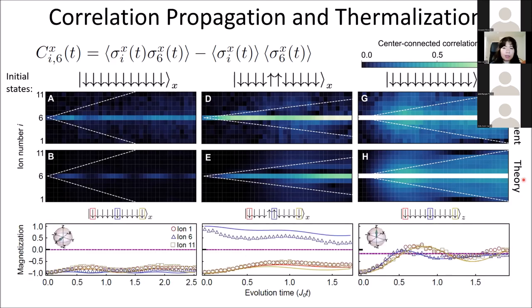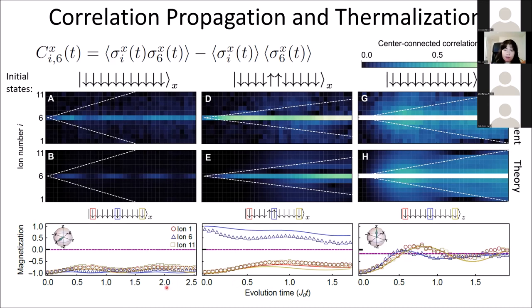Next, we look at the effect of the confinement on thermalization. In order to look at this, we plot individual spin magnetization along their initialization axis. So these two will be in the x direction, and this will be measured along the z direction. You can see there's a purple line here. The purple line is the calculated value of the thermal expectation value with respect to the initial states.